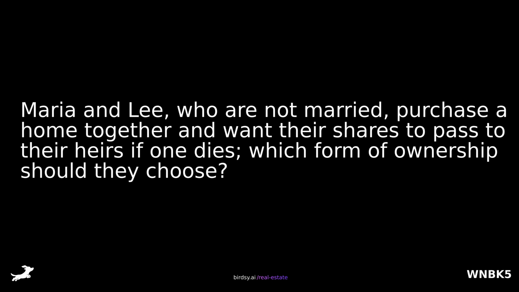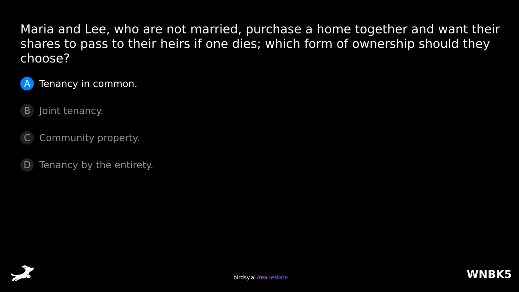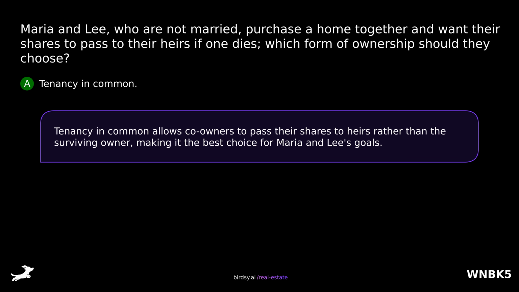Maria and Lee, who are not married, purchase a home together and want their shares to pass to their heirs if one dies. Which form of ownership should they choose? Is it A, tenancy in common, B, joint tenancy, C, community property, or D, tenancy by the entirety? The correct answer is A, tenancy in common. Tenancy in common allows co-owners to pass their shares to heirs rather than the surviving owner, making it the best choice for Maria and Lee's goals.